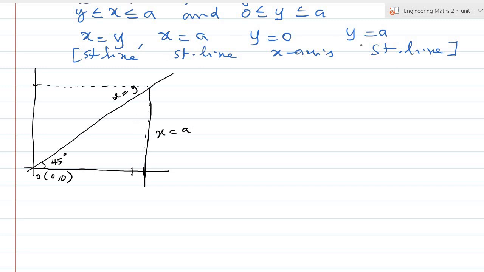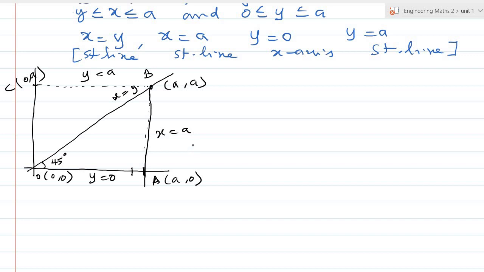And then y equal to 0, y equal to a. y equal to 0 is this one, and this is y equal to a. The intersection point is a comma a. So we can take this point as O, this point as A, this point as B, and this point as C. What is point C here? 0 comma a. Point A is a comma 0.